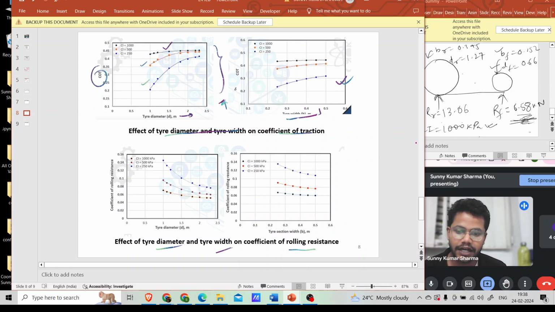With increasing tire diameter, the coefficient of rolling resistance decreases, and this is very rapid in loose soil, or soil having a very low cone index. The rolling resistance decreases very fast. This is also shown in this diagram. Is it clear?